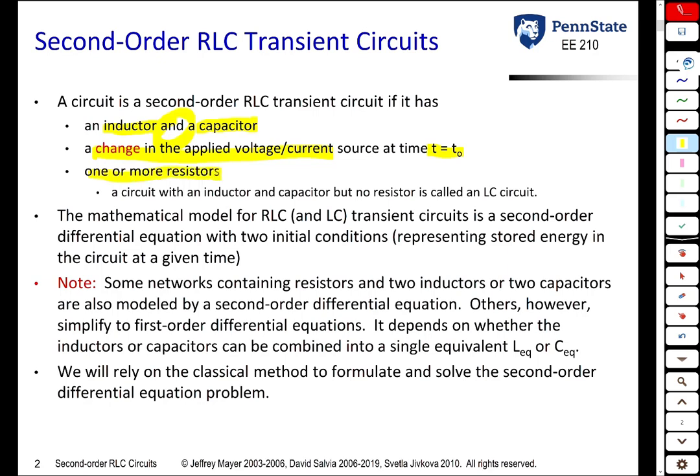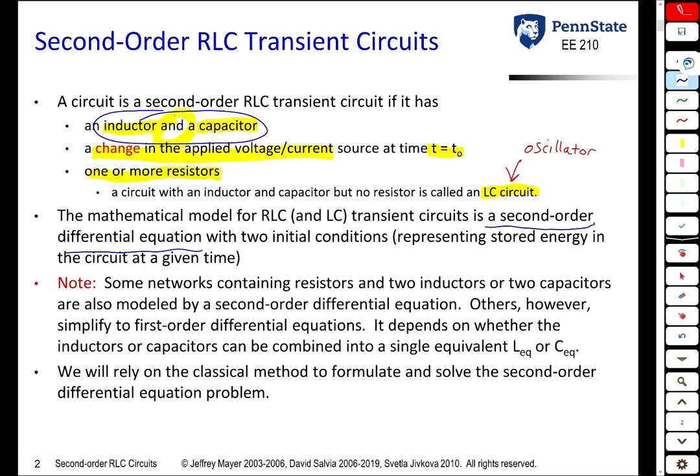The reason you need the resistors is the resistors are going to dissipate whatever energy is stored in the capacitor and inductor. If you do have a circuit that has only a capacitor and an inductor and no resistor, we call that a lossless LC circuit, and we're going to see that that is an oscillator. We will look at this as a special case of RLC circuits. What we're going to see in these RLC circuits is that we end up with a second-order differential equation to model the system.